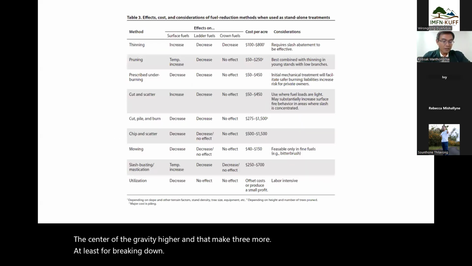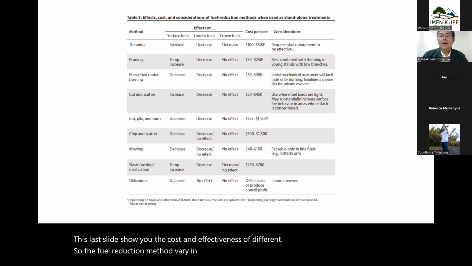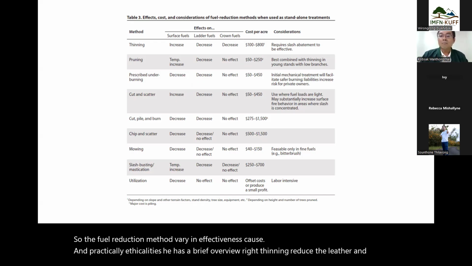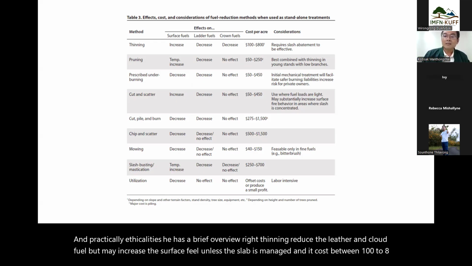The last slide for today. The last slide shows you the cost and effectiveness of different fuel practices. The fuel reduction methods vary in effectiveness, cost, and practicality. Here's a brief overview, right? Thinning reduces the ladder and crown fuel, but may increase the surface fuel unless the slash is managed, and it costs between 100 to 800 dollars per acre.